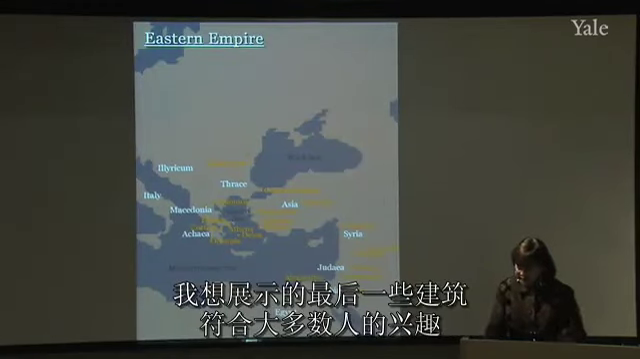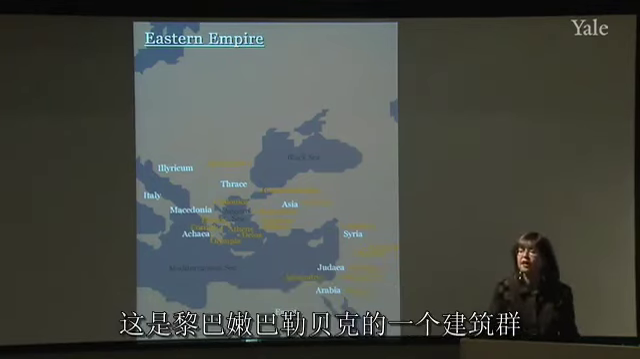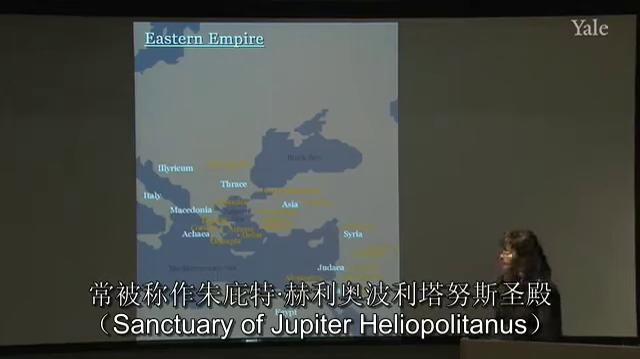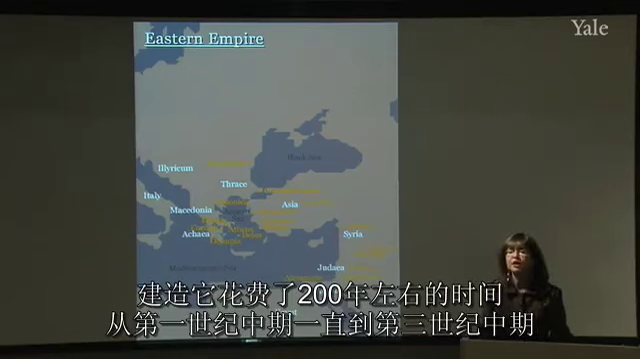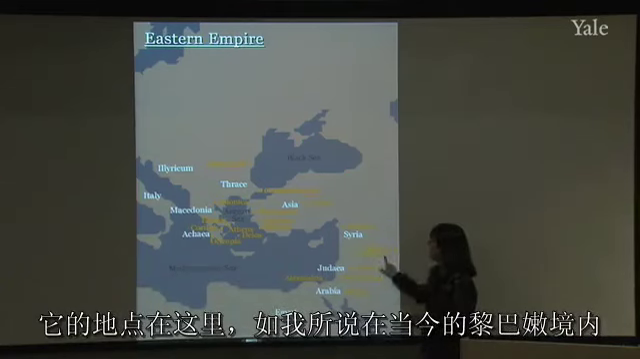The last set of buildings that I want to show you are, in many respects, the most interesting of all, and this is a group of buildings that are part of a complex in what is now Lebanon, the city of Baalbek, the so-called Sanctuary of Jupiter Heliopolitanus at Baalbek, which was constructed over a 200-year period from the mid-1st century A.D. to the mid-3rd century A.D. The location of Baalbek is right over here, as I said, in modern Lebanon.